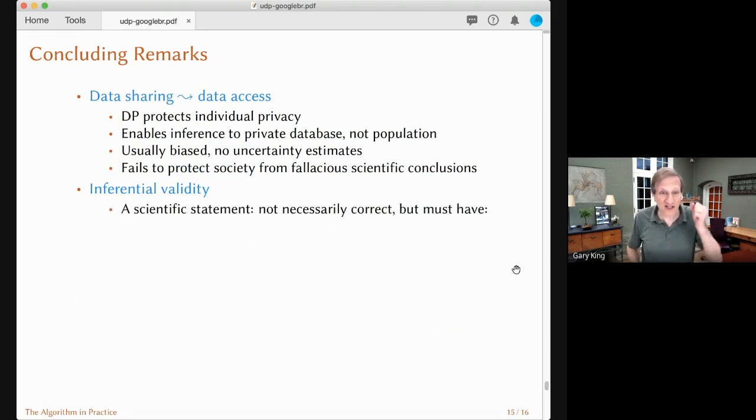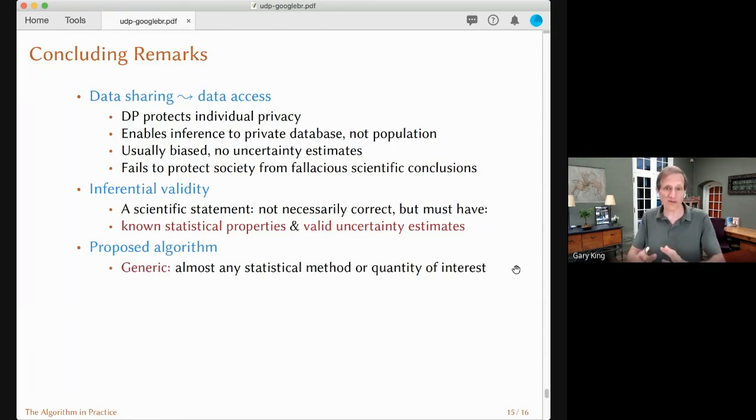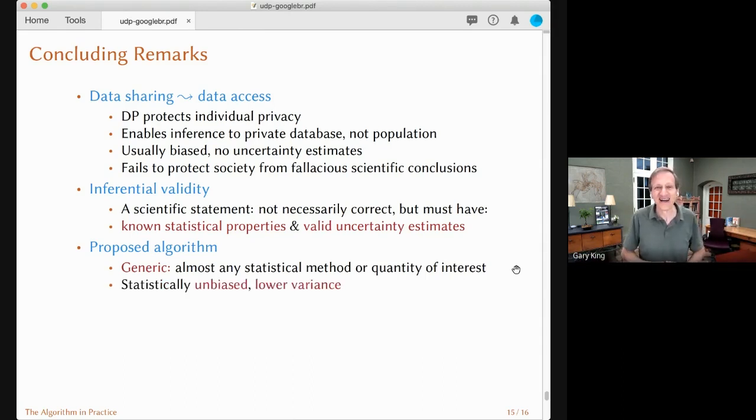So for inferential validity, a scientific statement is not one that is necessarily correct. It is one that comes with known statistical properties and valid uncertainty estimates. So our proposed algorithm is generic. It works for almost any statistical method or quantity of interest. So it should be attractive to these people who we've been upsetting.